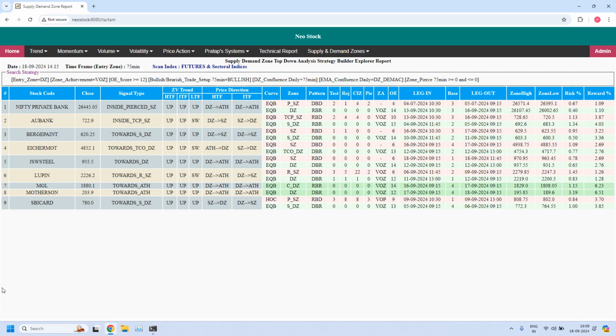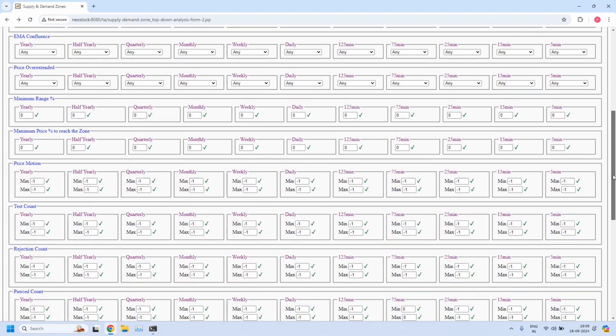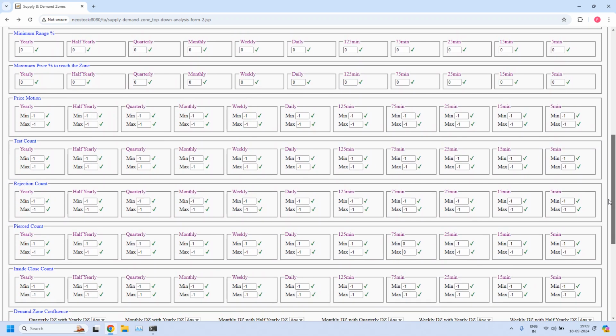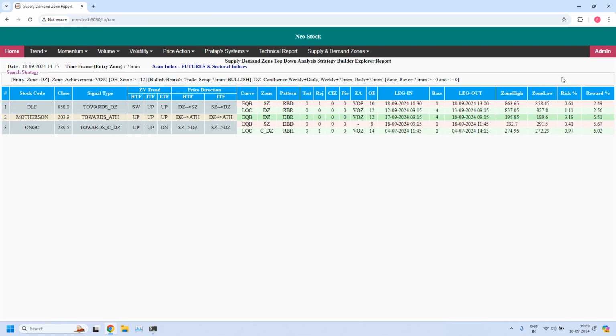Okay, next let's verify LTF, ITF, HTF confluence. So first I need to remove this EMA filter. I removed it. So 75, daily and weekly demand zone should have confluence. So already 75 and daily is enabled. Now 75 and weekly demand zone confluence I am enabling. And daily and weekly demand zone confluence also I am enabling. That means LTF, ITF, HTF zone confluence.